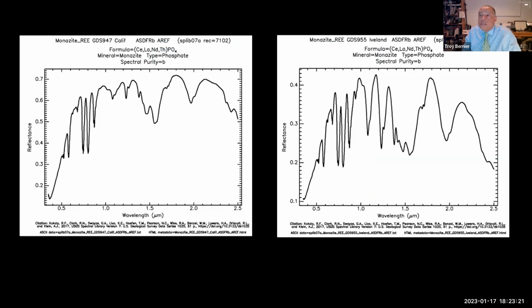Here are two spectra from the mineral monazite, right? This is a rare earth element. This is a very important mineral because it contains rare earth elements, and it is critical to numerous high-tech applications, not just in the United States, but in the world.